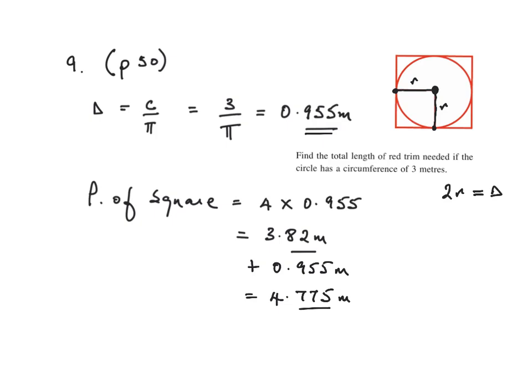And the last thing that we have to do is to add on the circumference of the circle itself. That will give us the total. So I'm going to add on 3. That gives us 7.775 meters.